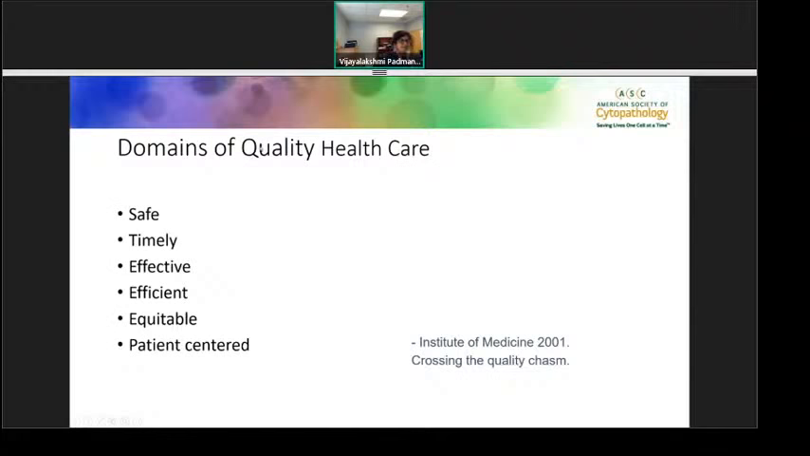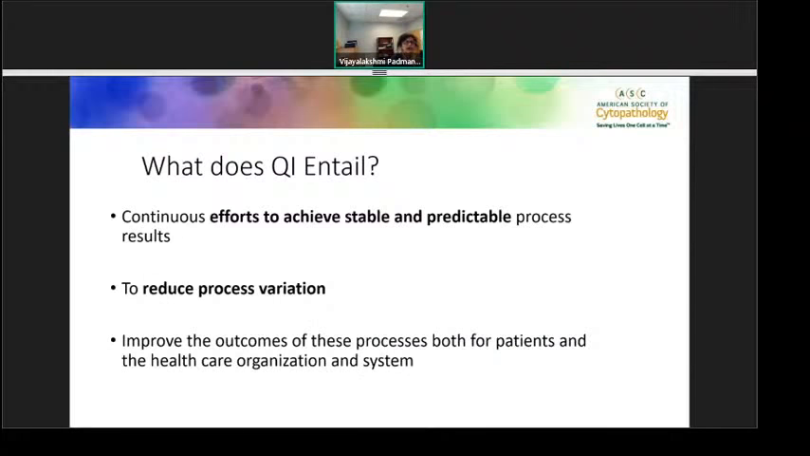So the Institute of Medicine came up with the domains of quality healthcare. What is quality healthcare? It should be safe, timely, effective, efficient, equitable, and patient-centered. The acronym is STEEEP, S-T-E-E-E-P. And what does it entail? So the whole idea behind quality improvement is to reduce process variation. So you really are working to achieve stable and predictable processes.